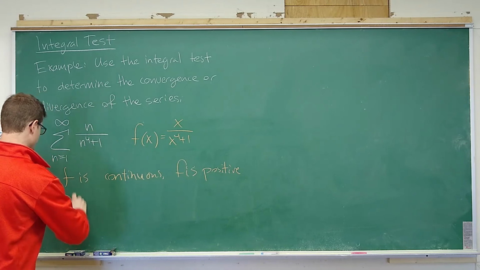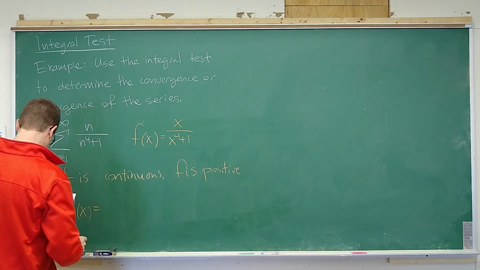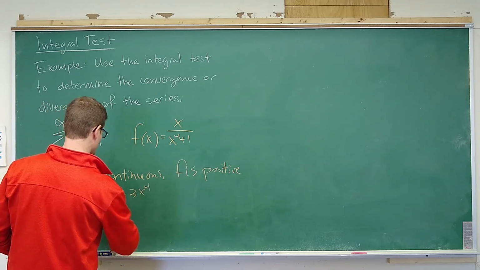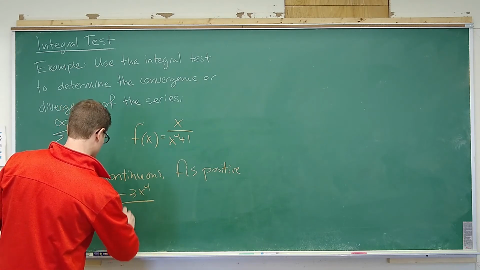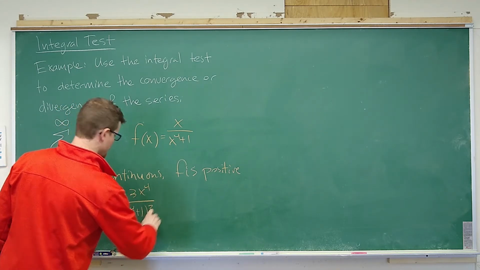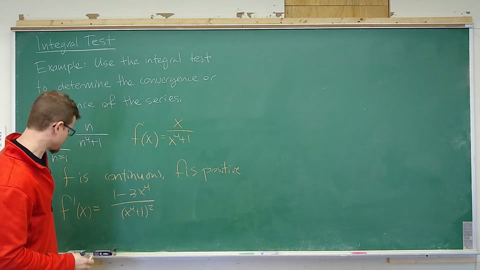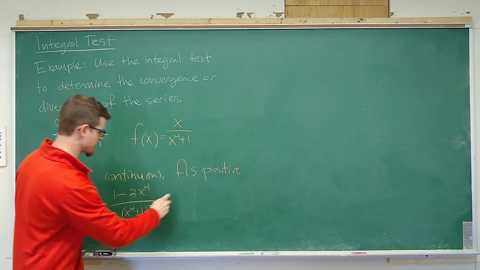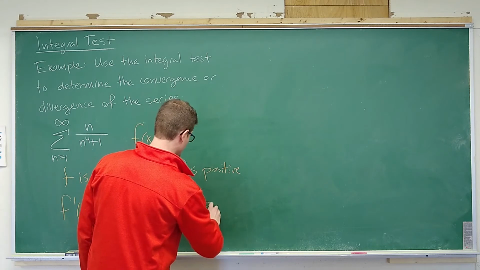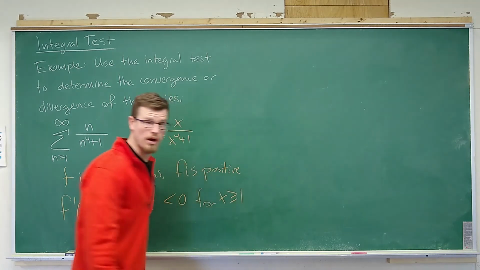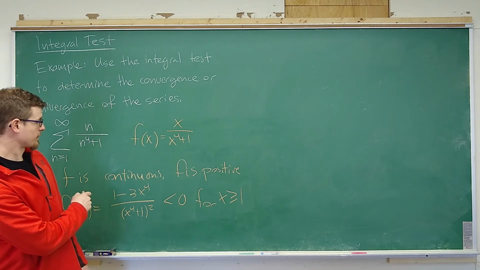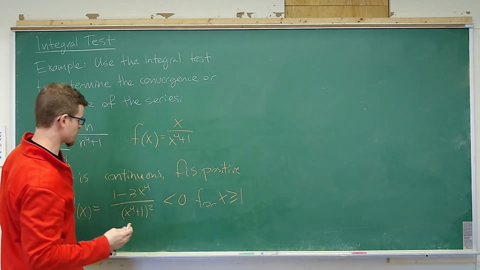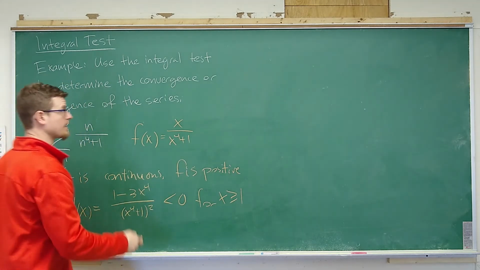So if we calculate the derivative of this function, we would find it to be 1 minus 3x to the fourth divided by x to the fourth plus 1 squared. Of course, using the quotient rule there. So with this, we get that this is negative, right? This is less than 0 for x greater than or equal to 1, which is where we would start, okay? Because we want to take the integral from 1 to infinity, so that's where we need to make sure that the function is decreasing, and it is.